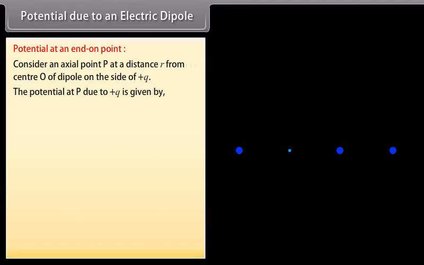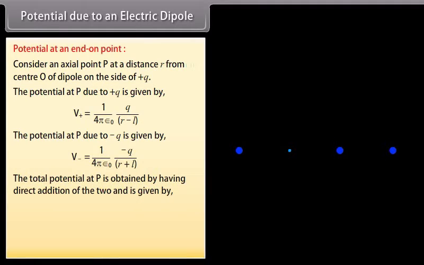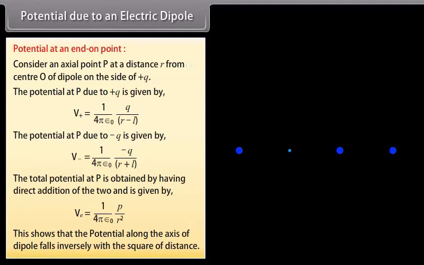The potential at P due to plus q is given by V positive equals 1 upon 4 pi epsilon naught multiplied by q upon r minus l. The potential at P due to minus q is given by V negative is equal to 1 upon 4 pi epsilon naught multiplied by minus q upon r plus l. The total potential at P is obtained by direct addition of the two and is given by V_E is equal to 1 upon 4 pi epsilon naught multiplied by p upon r square. This shows that the potential along the axis of dipole falls inversely with the square of distance.